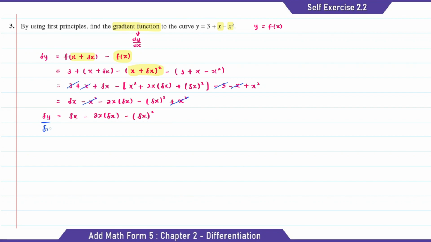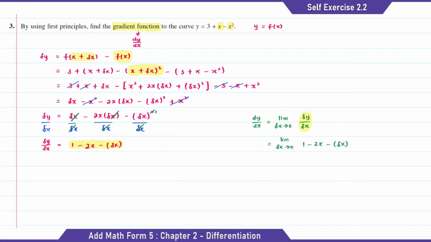So next we're going to divide both sides by the delta x. So here this will be cancelled and this one will be left with 1. This will be equal to 1 minus 2x minus delta x. To find dy dx, substitute the delta y over delta x with this. As delta x approaches 0, we're going to substitute the delta x here with 0. Then dy dx is equal to 1 minus 2x.